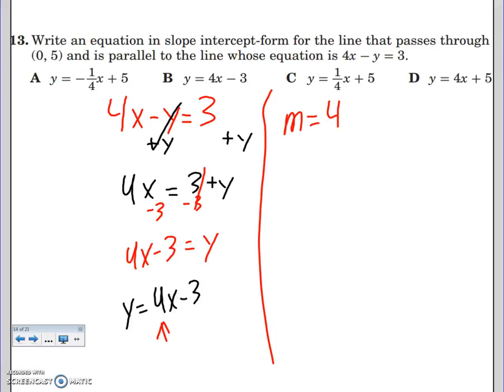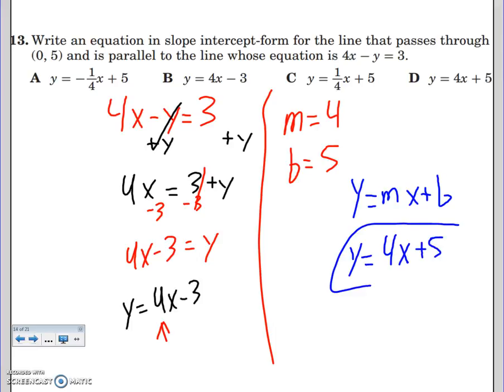And I have the point 0, 5. Well, that's the y-intercept. That's awesome. So b is 5. I can now use slope-intercept form. That's y equals mx plus b. Well, I just fill out y equals, m is 4, x, and b is positive 5. So y equals 4x plus 5. That is D.